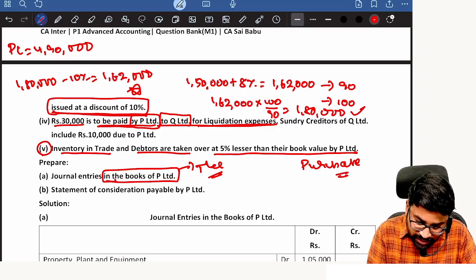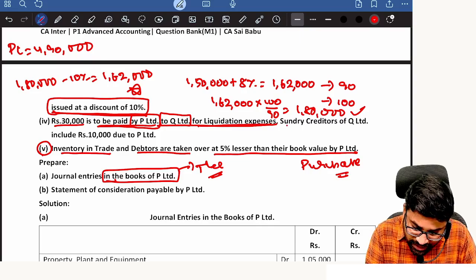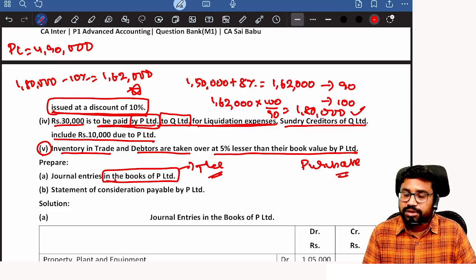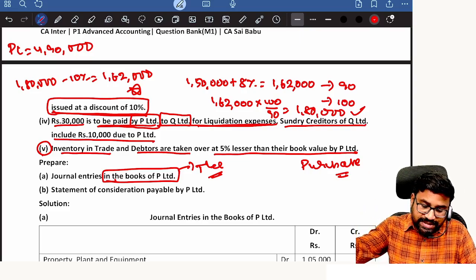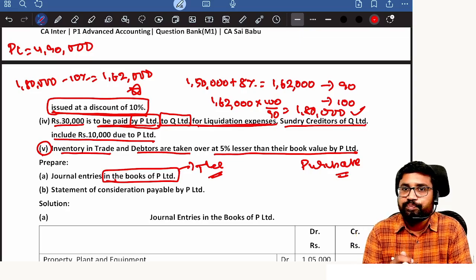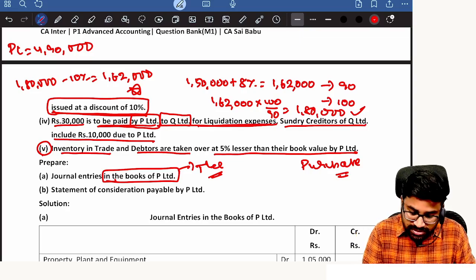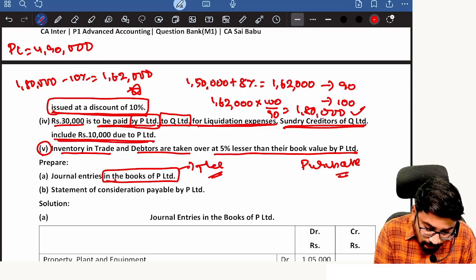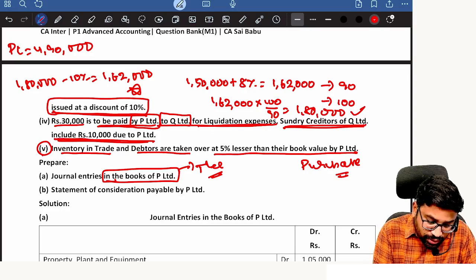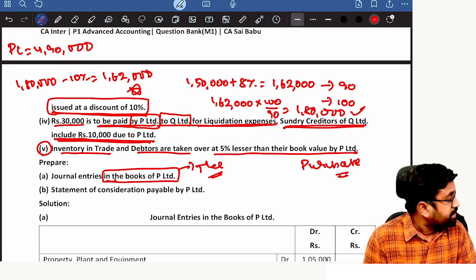Next, in the fourth point, one more thing. Sundry creditors of Q Limited includes 10,000 due to P Limited. That means in Q Limited, the sundry creditor is P Limited. In P Limited, the sundry debtor is Q Limited. Both will be eliminated. Intercompany owings, mutual owings. Because you see, sundry creditors of Q Limited includes 10,000 due to P Limited.